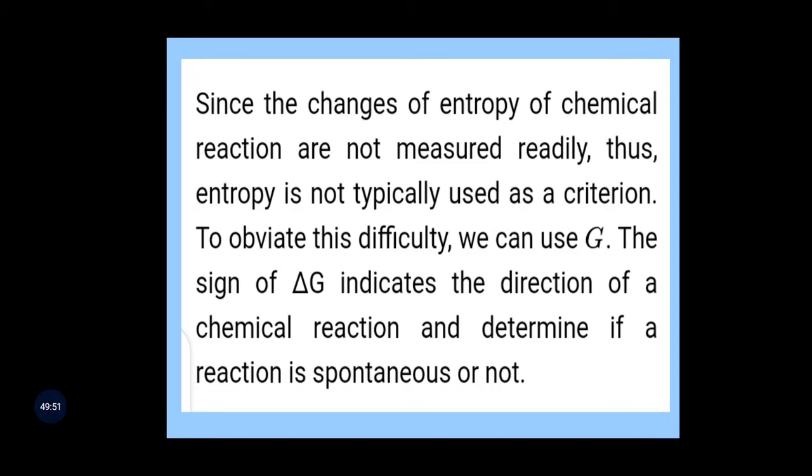The sign of the change in Gibbs free energy, delta G, indicates the direction of a chemical reaction and determines whether a reaction is spontaneous or not. So here we are saying that entropy alone is not enough to tell us if a reaction will be spontaneous or non-spontaneous, but delta G, Gibbs free energy, is the one that can determine if a reaction will be spontaneous or not.